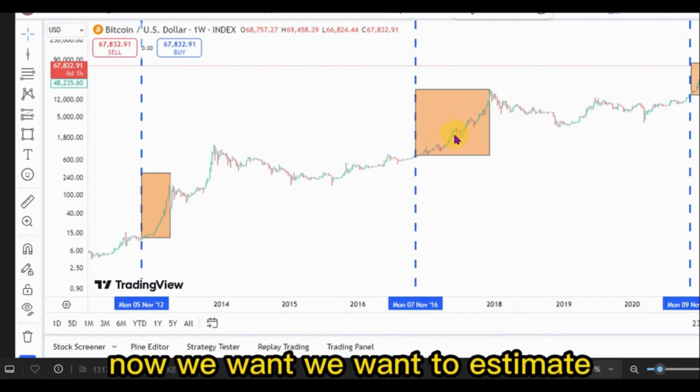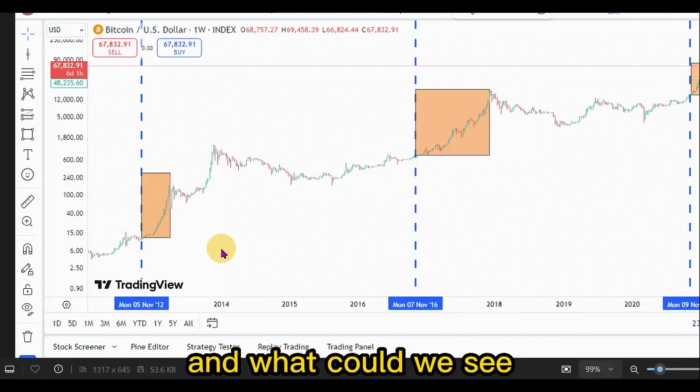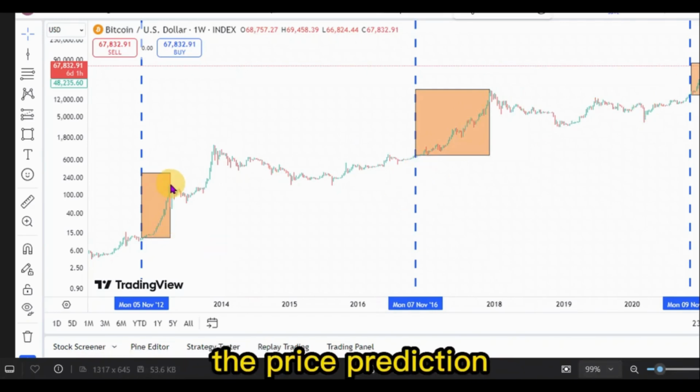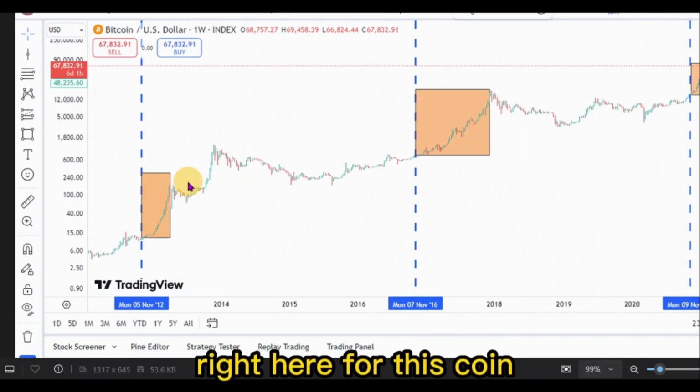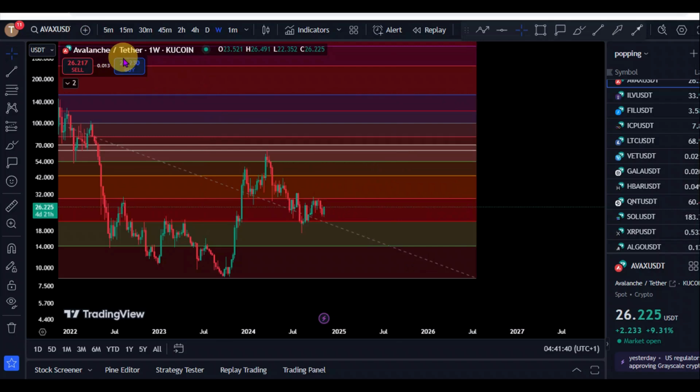Now, we want to estimate what could happen after this election and what we could see for the price prediction right here for this coin. So we are on the chart right here for Avalanche or AVAX. AVAX versus the USD on the weekly time frame. KuCoin is the data source, right?